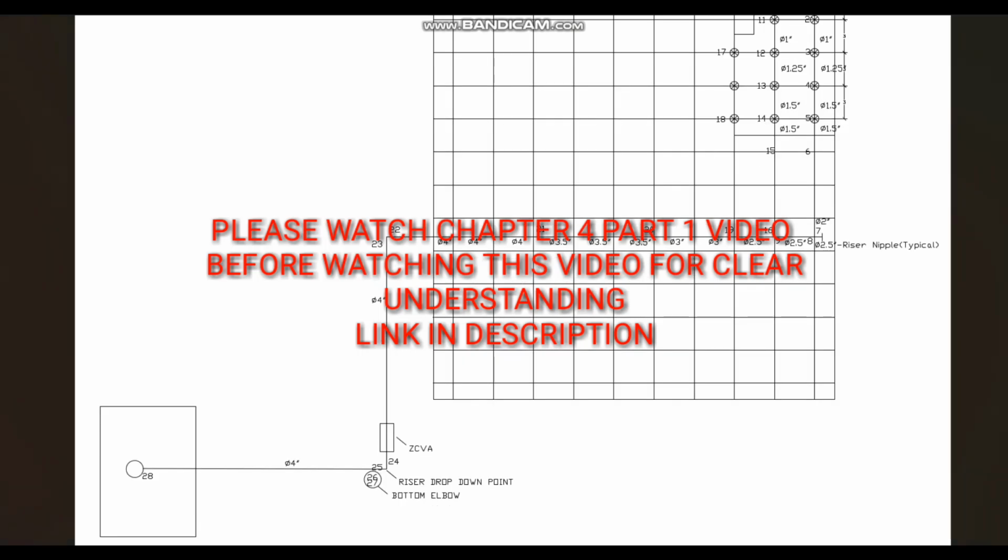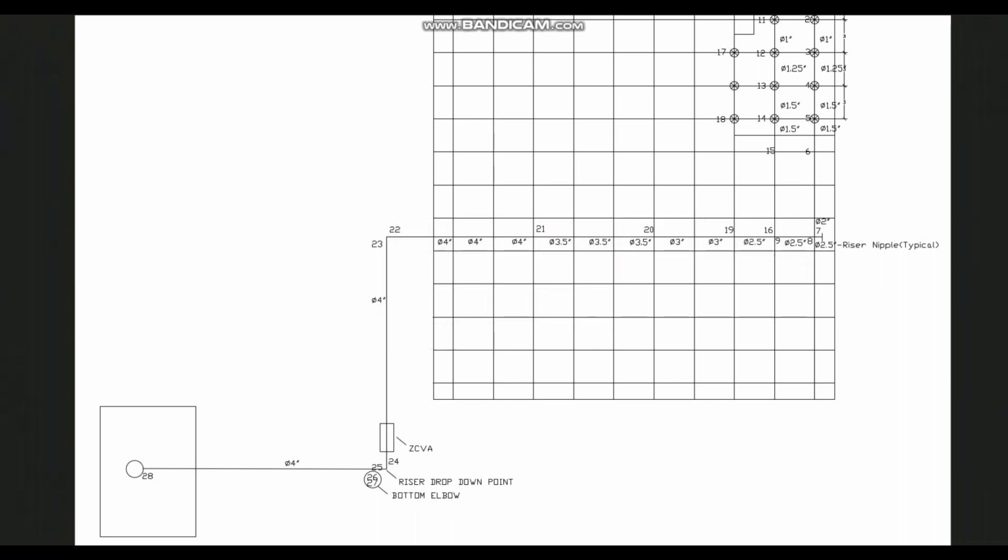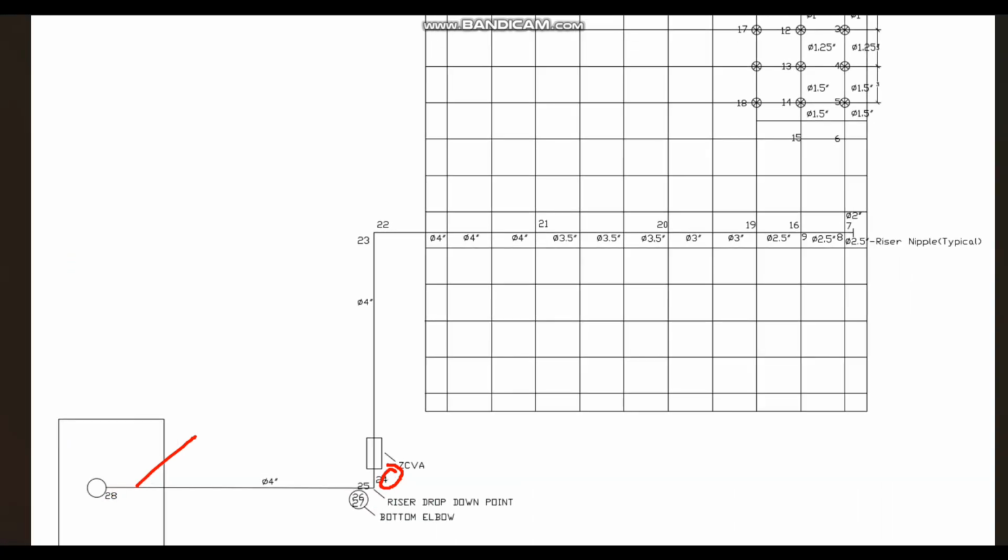So this is the overall layout in the last floor of the building. Like you see here, we have the pumps in the basement. Again, we have the riser here. The riser is going above, and in the last floor we have the arrangement like this.